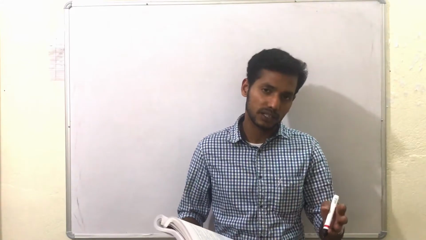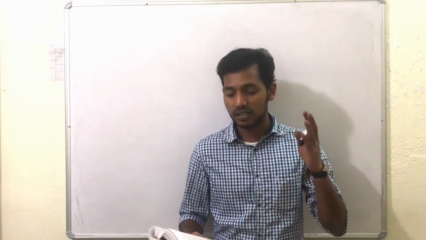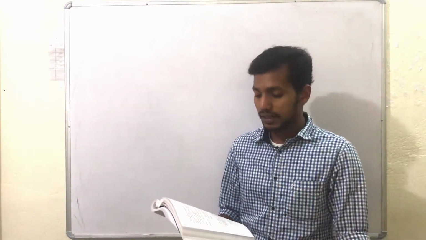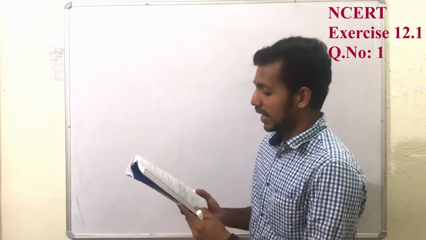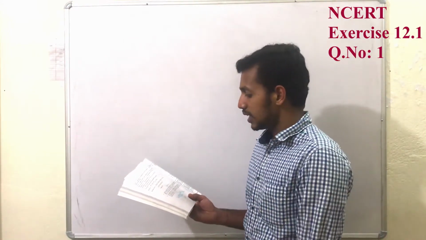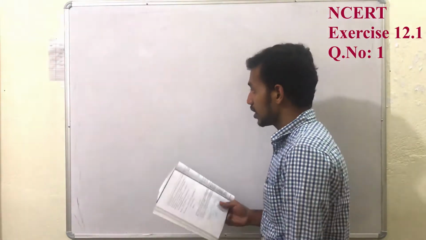Next step, we are going to apply Heron's formula to find the area of a triangle. For that, we are going to take some examples from exercise 12.1. First, I am going to take exercise 12.1, question number 1. A signal traffic board, indicating school ahead, is an equilateral triangle with side a. Find the area of the signal board using Heron's formula.